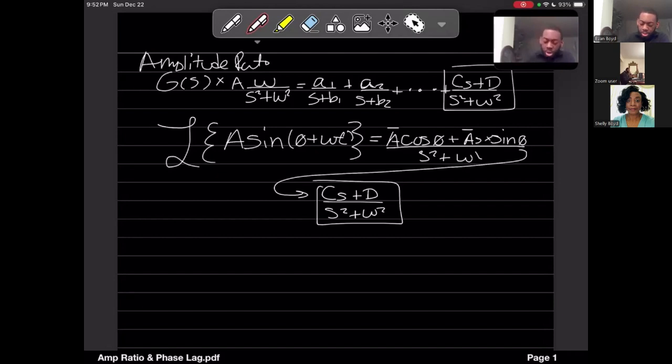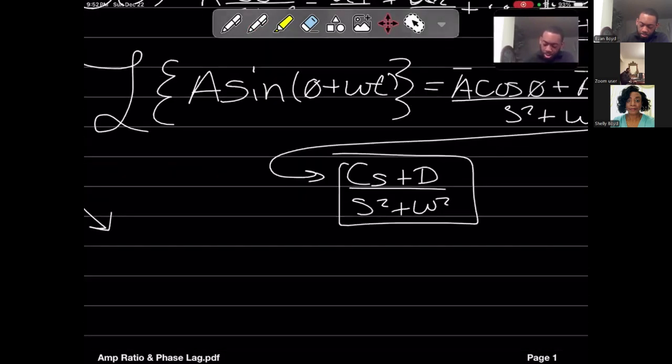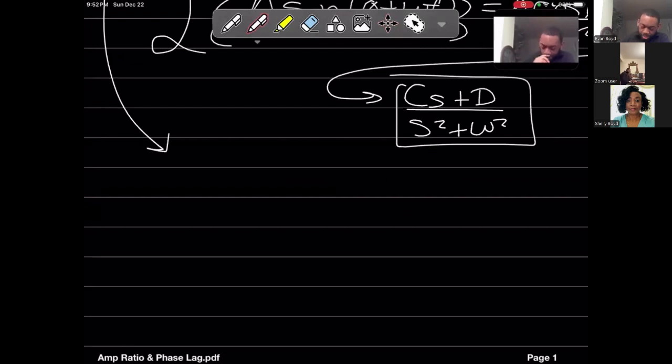So we can go back to our amplitude ratio, our transfer function. And what we will do here is multiply both sides by s squared plus w squared. Let me zoom in so I don't take up so much space. Basically we'll multiply the denominator, the s squared plus w squared, to the numerator. So that will leave us with the transfer function times the amplitude, and now the s squared plus w squared goes away.